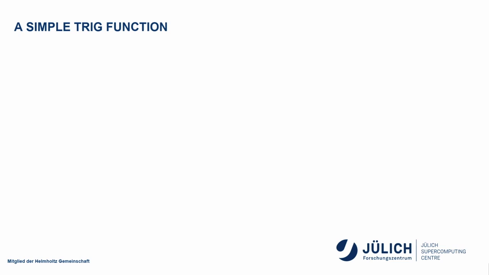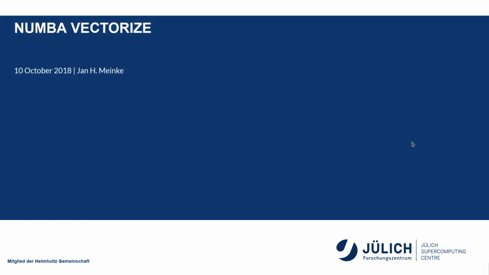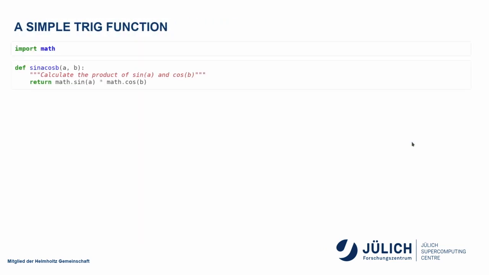So let's take a simple trig function here. I'm importing it from the math module. Let me go back to the beginning. Okay. Sine A cos B. So this calculates the product of two trigonometric functions. We don't have this function implemented in NumPy. So what I get here is a function that takes two numbers, A and B, calculates the sine of A and the cosine of B, multiplies it, and returns the result.